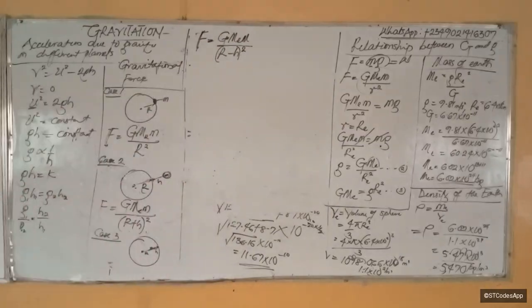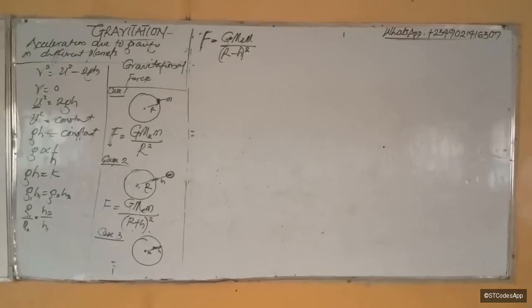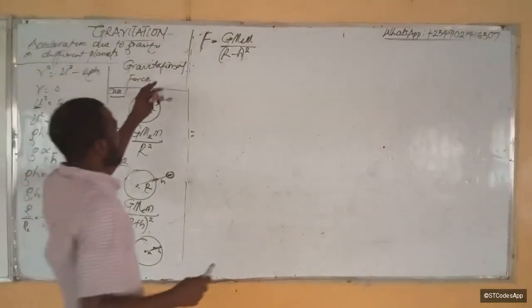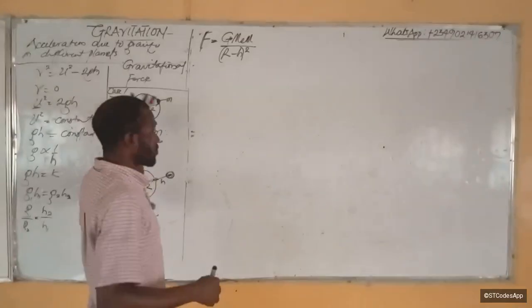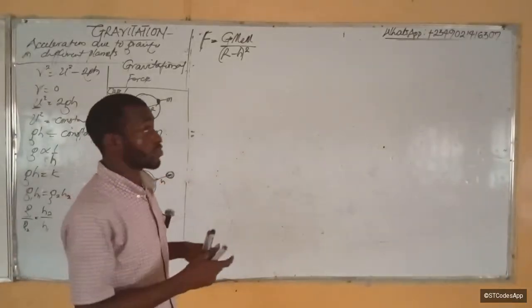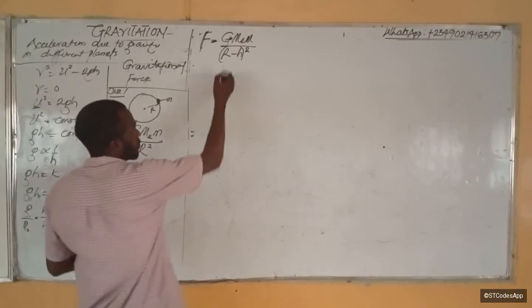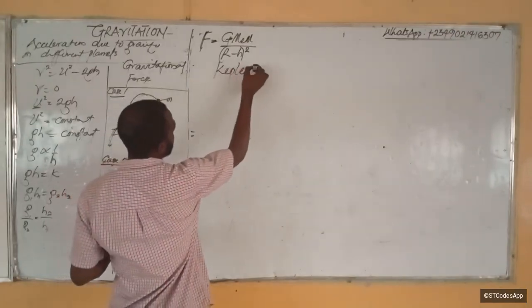Let me quickly clean the entire board first so that there will be enough space. So these are the formulas that you will need to calculate the force of attraction depending on the position of the body on Earth, or the weight of the body depending on the position. Now let's move to Kepler's laws.